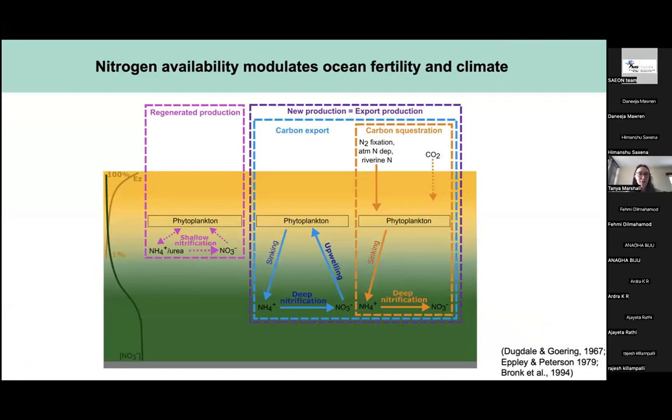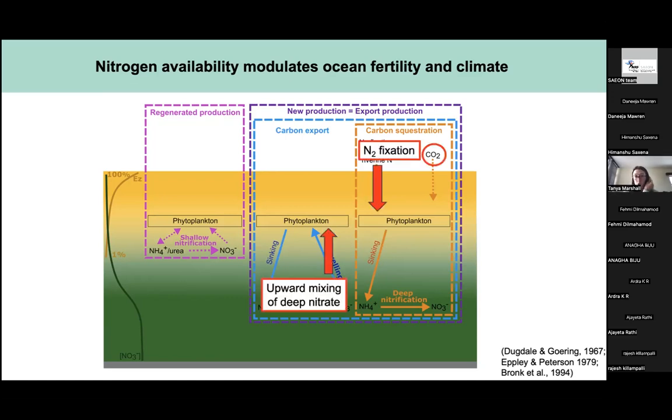Okay, so I'm going to start with a framework. We know in the low latitude surface ocean that nitrogen availability modulates ocean fertility and climate. Here I'm showing a schematic of the new production paradigm, where in the pink box, I'm showing regenerative production. That is just recycling of nitrogen in the surface ocean and has no implications for carbon export. And in the purple box, that is new production, and that equates, over appropriate timescales, to export production. So I'm going to talk about new production today. I'm not really going to talk about regenerated.